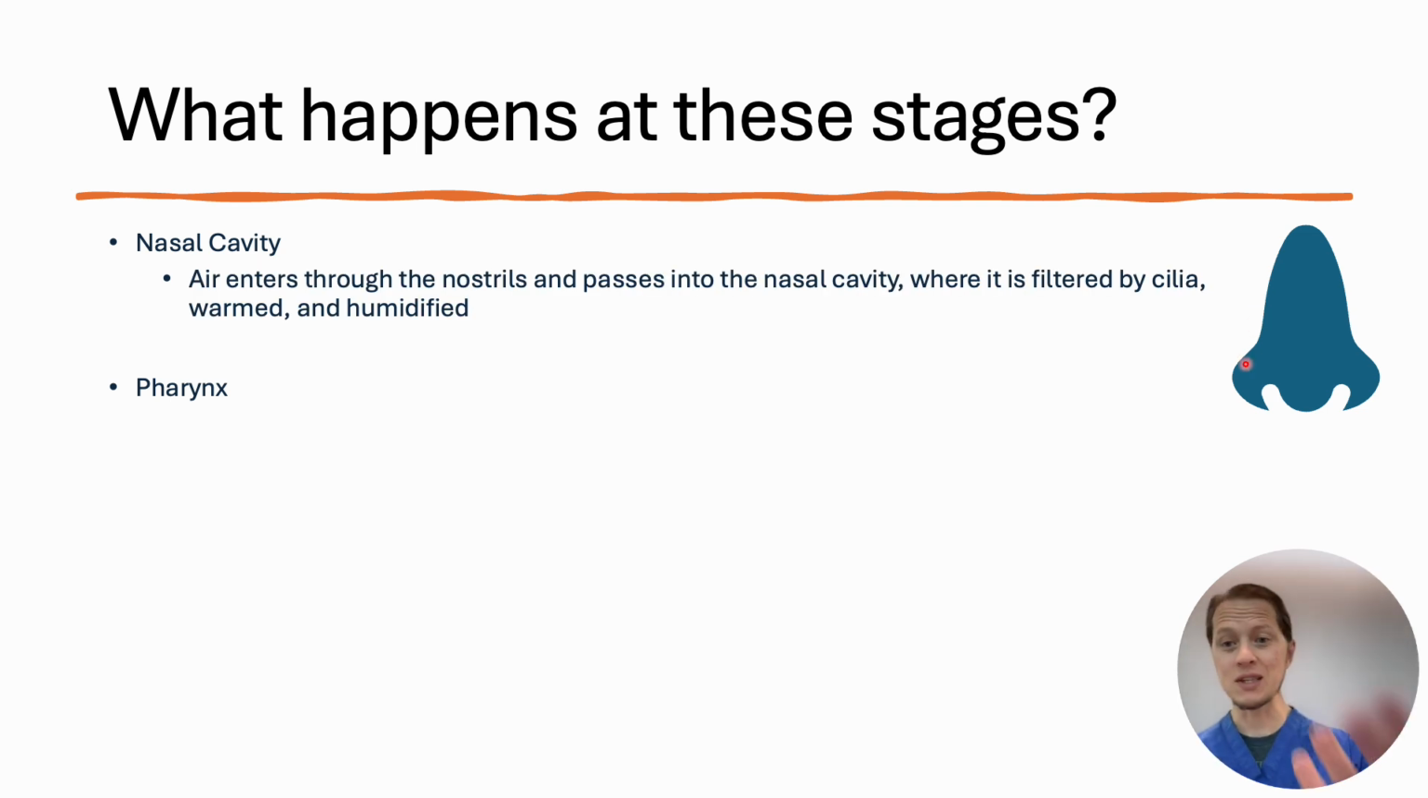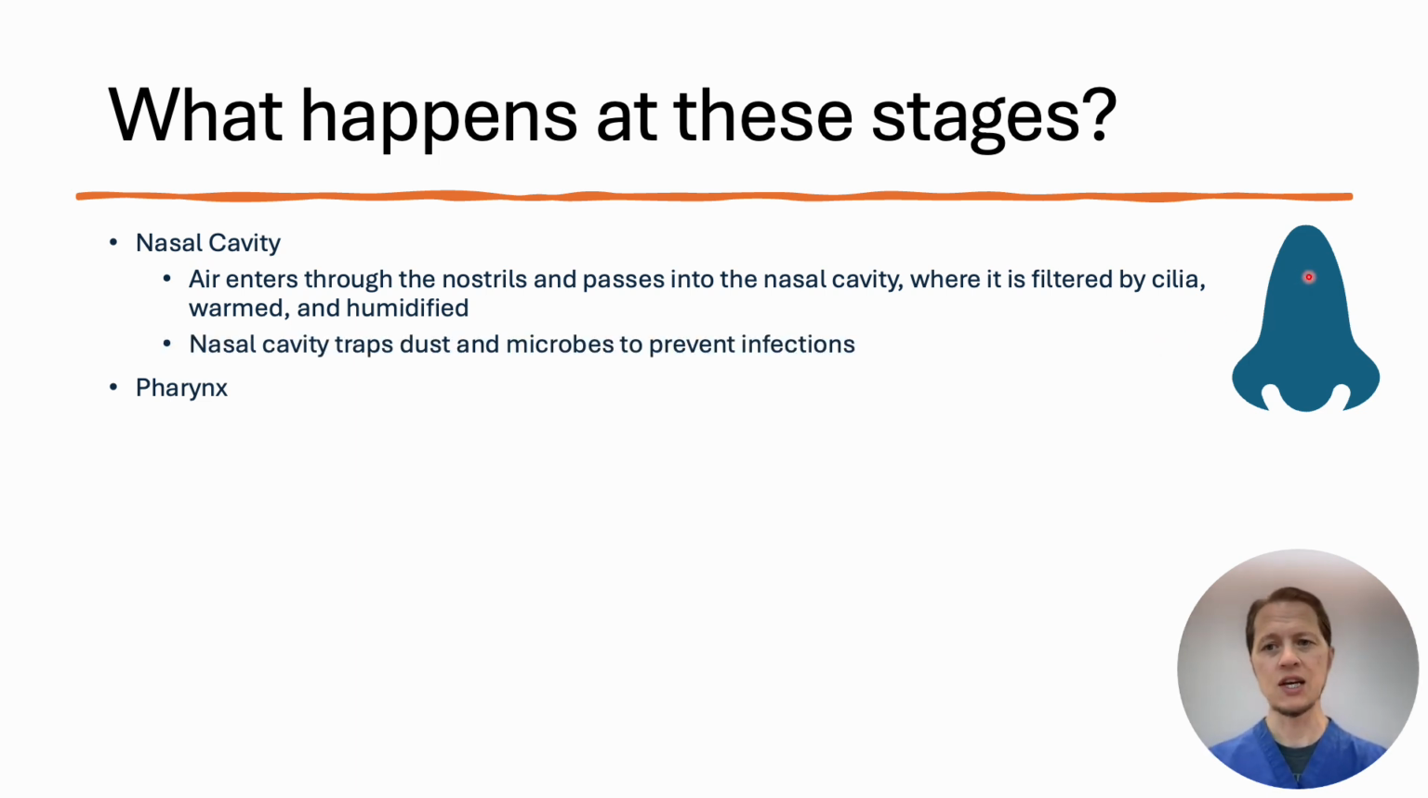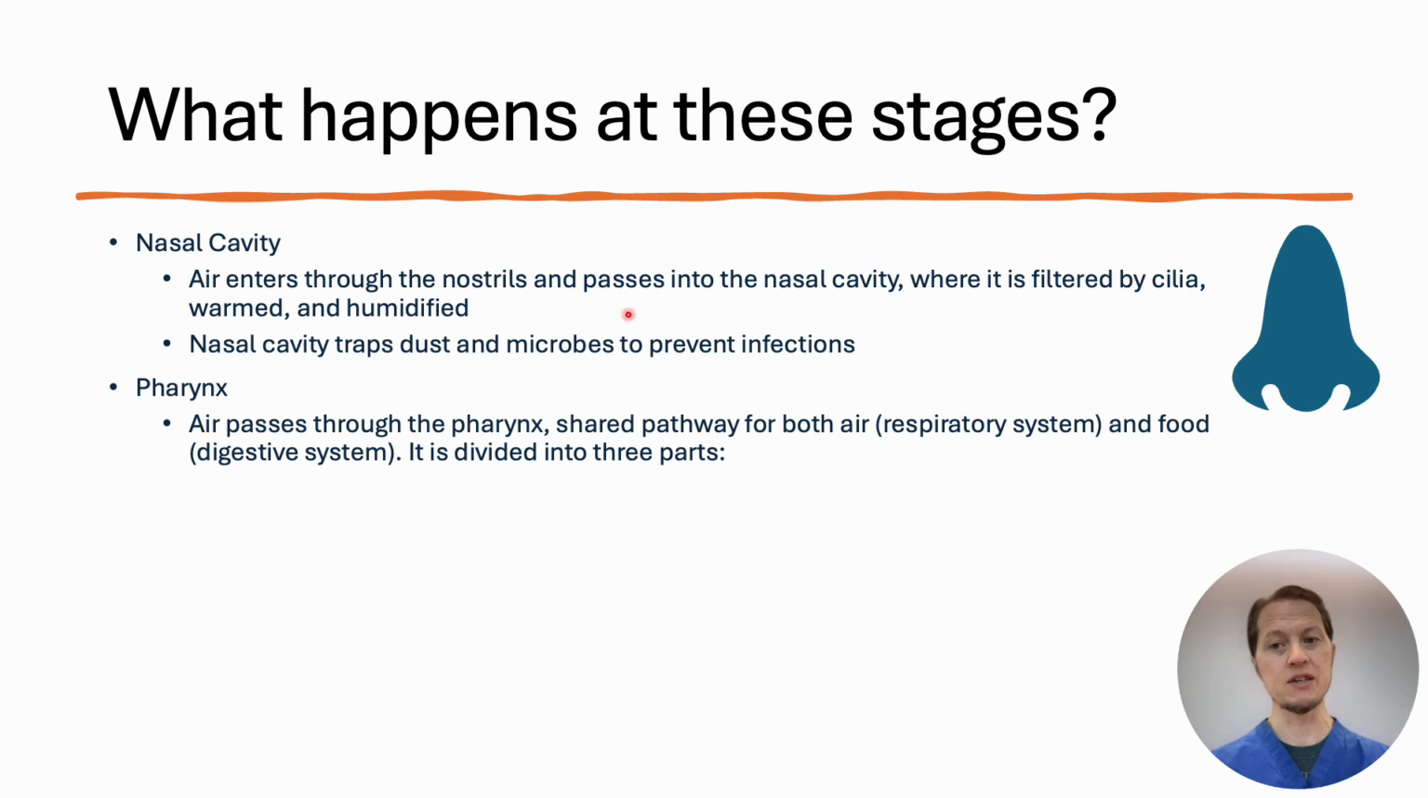What happens at the nose? Well, the cilia trap some particles. The air gets warmed and humidified so we don't dry out our lungs. And those hairs in there trap dust and bad guys, little germs and microbes, to hopefully prevent some degree of infection getting into our respiratory system.